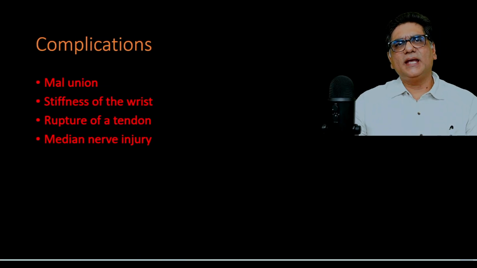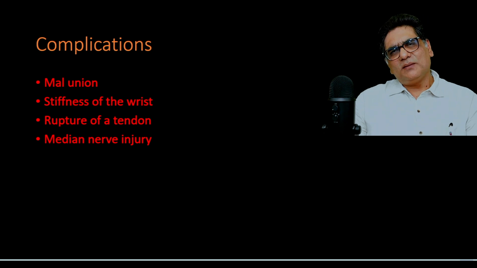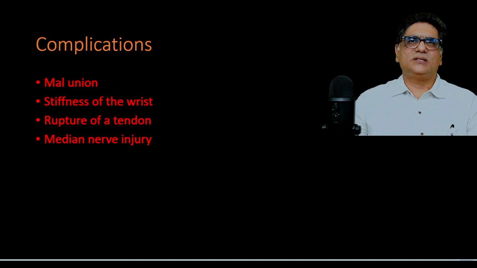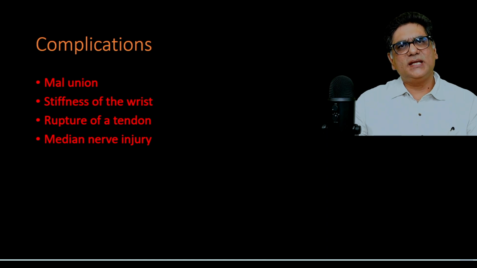Now, what are the complications that can occur? Some complications like malaligned healed bone, a stiff wrist, tendon rupture, or a nerve injury can occur, details of which are beyond the scope of this discussion.